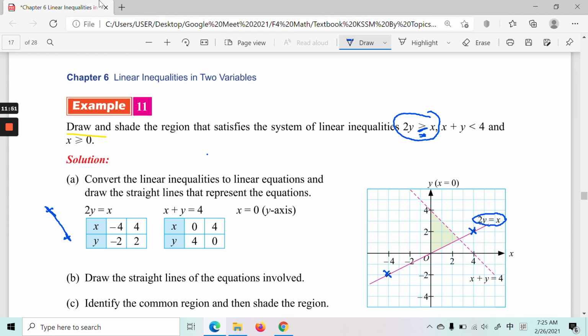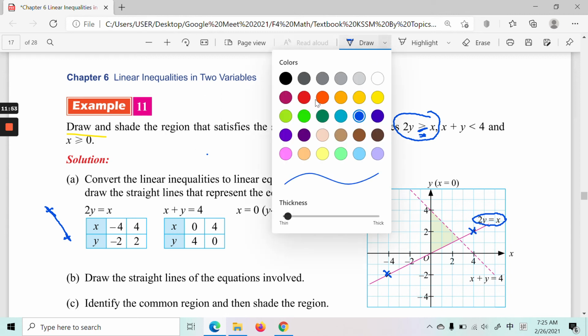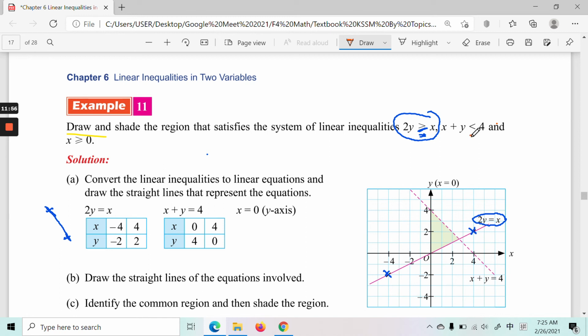For the second straight line, draw again. x plus y, in this case, equals 4. So x plus y equals 4. Simply choose any points that you like. For example, choose 0 and 4. If you don't want 0 and 4, you can choose negative 2, 4 also. Up to you, as long as you can draw the straight line. So when x is 0, y is 4. When y is 0, x is also 4. So (4, 0) and (0, 4). Then connect. This time use a dotted line because there is no equal sign. So a dotted line, then you label the linear inequality.